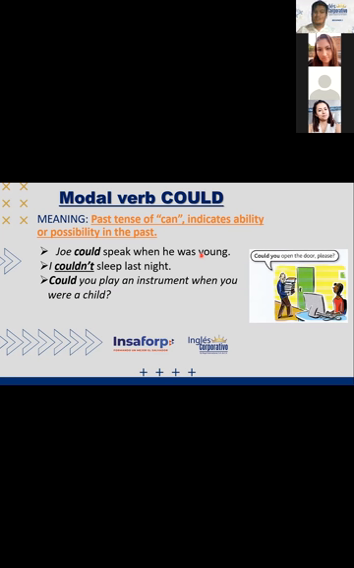Teacher, y aparte de was, hay otro, o cualquier otro verbo que estuviera en pasado así después? Yeah, like, por ejemplo, let me see, let me try to think of an example so you can understand.